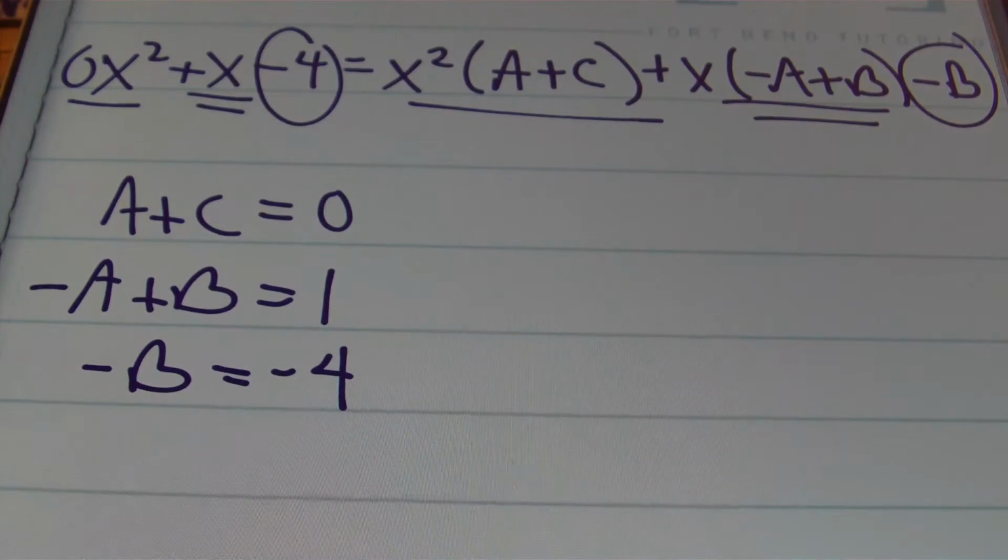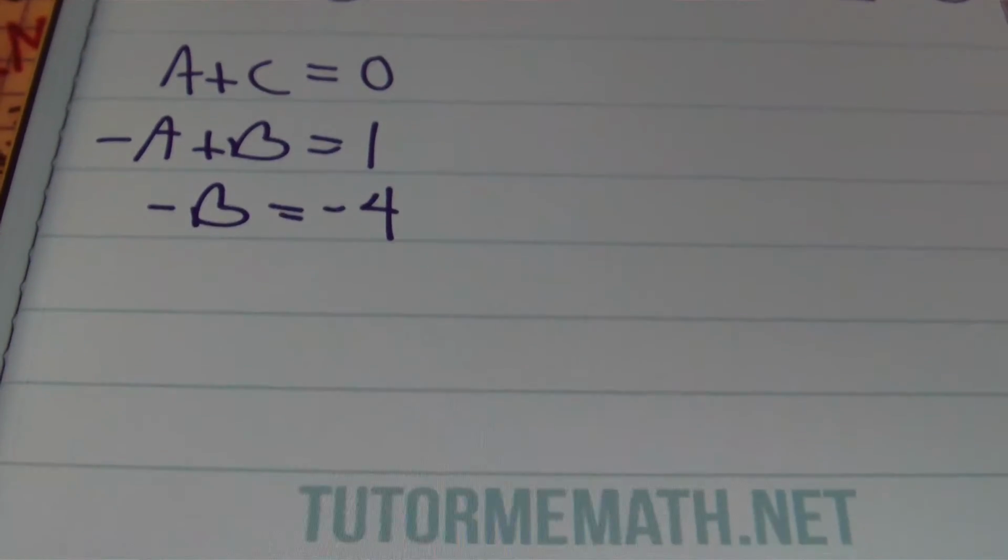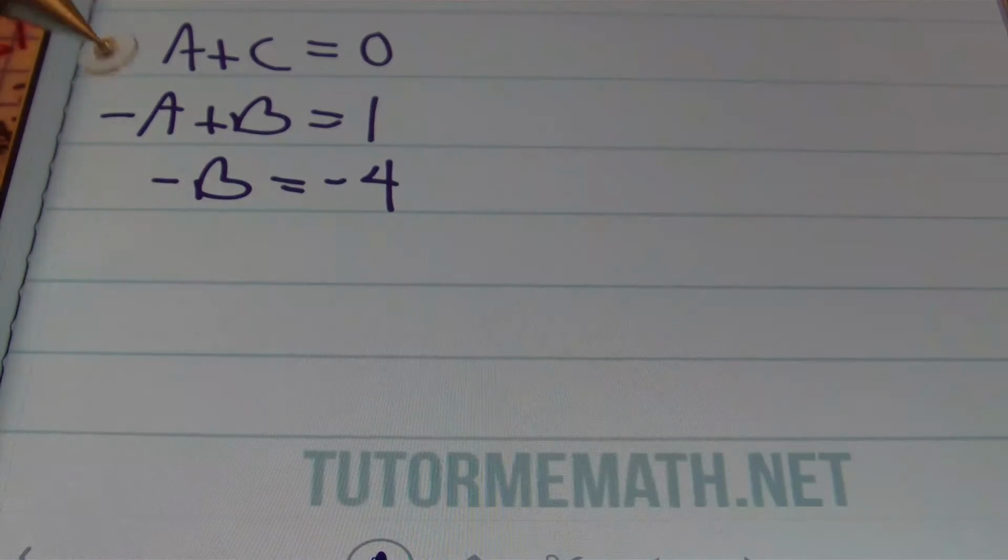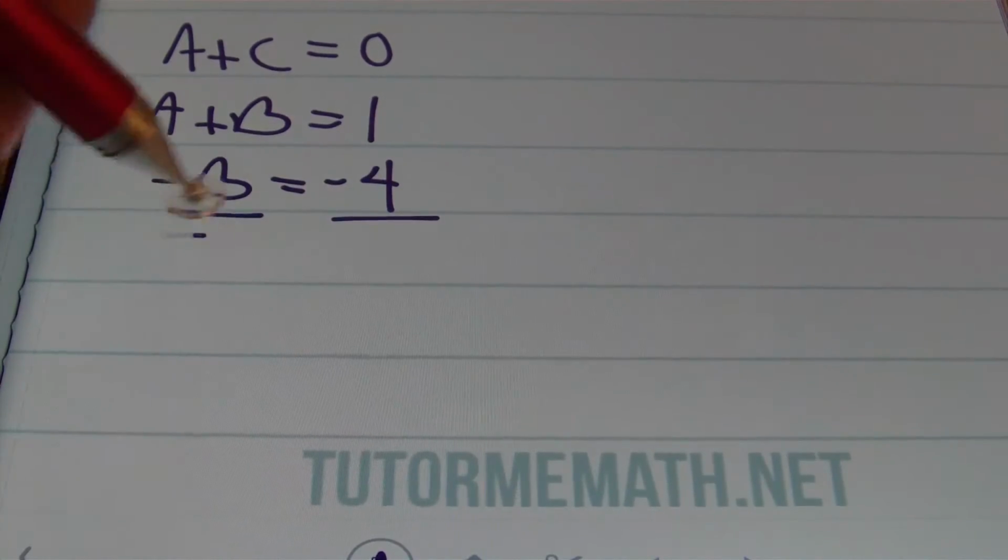That being the case, we end up with this system, and lo and behold, all we have to do to solve for b is just divide both sides by negative 1, right?